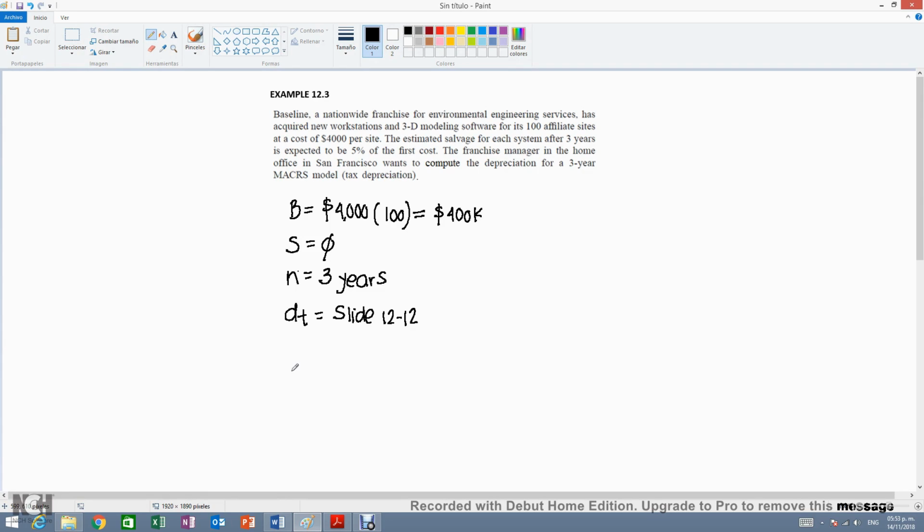So the best way to solve this is with a table. We will have the year, and then I'm going to put two columns, one for the depreciation amount, and this is the formula: the rate at time t times the basis, which will not change. And then we also need the book value at a certain year, which is going to be equal to the book value of the previous year minus the depreciation in the same year.